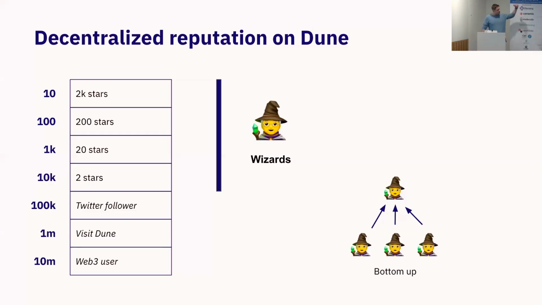And also because this is a power law, and these are real numbers from Dune, very roughly, the top 10 wizards have over 2,000 stars. The top 100 wizards have over 200 stars. Because it's a power law, the vast majority of people are usually going to be at the bottom. And so it's a bottom-up reputation system. So your reputation is determined by people who are actually using what you do rather than people who are further up thinking about what you do and maybe being removed from the actual impact of it. And this is really, really powerful.